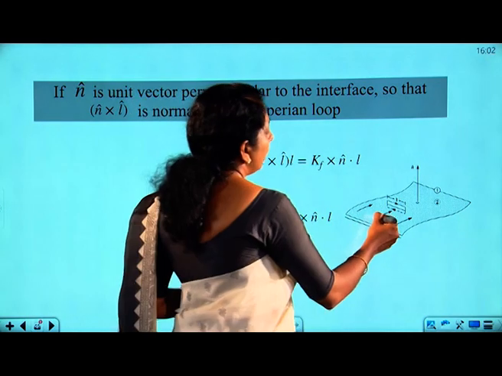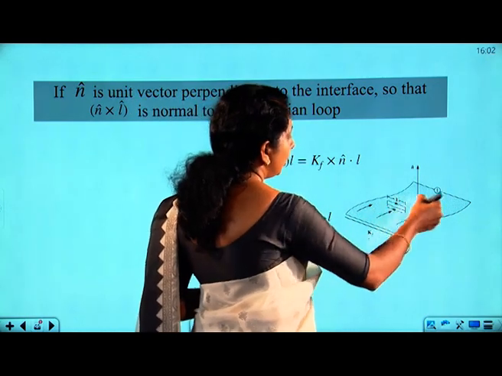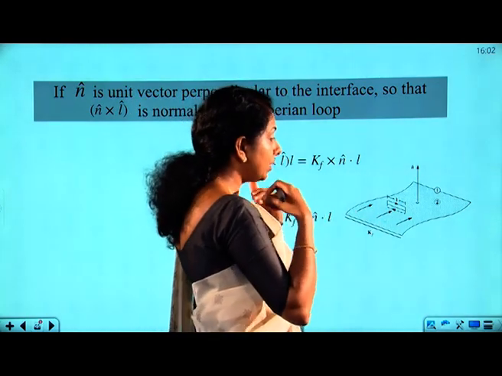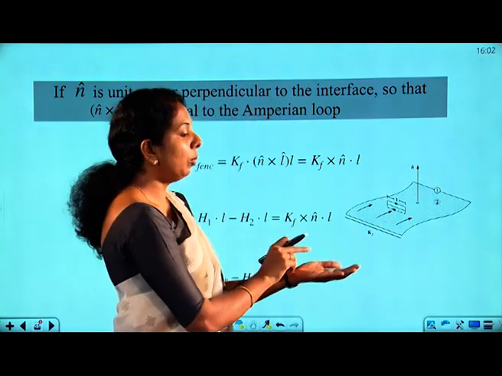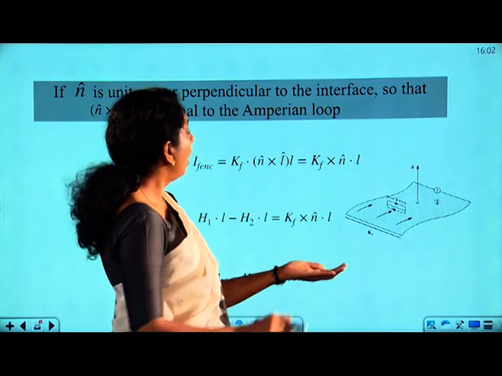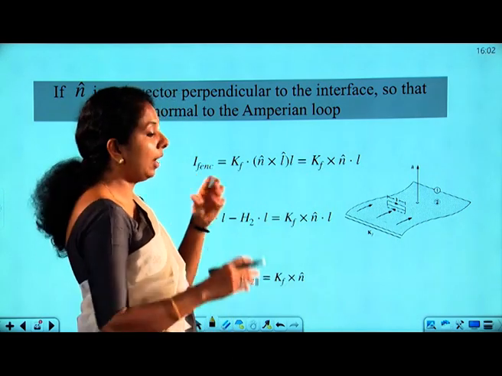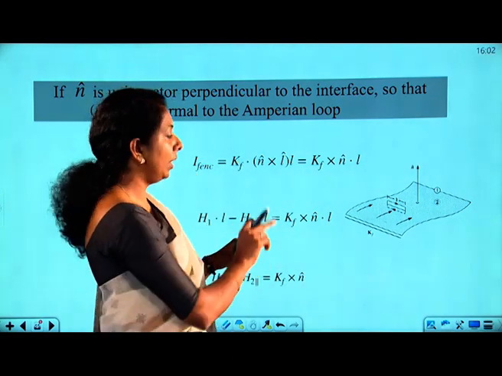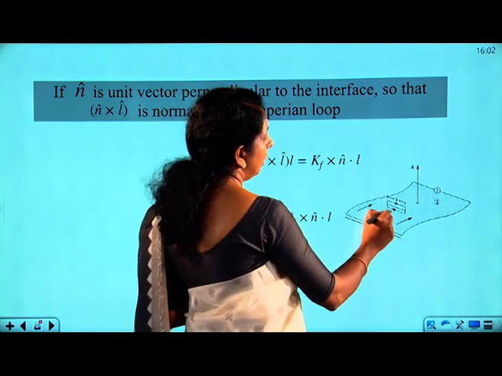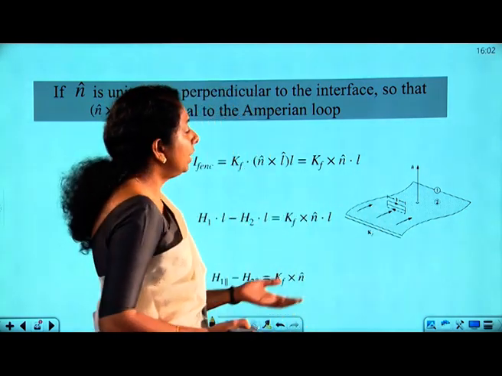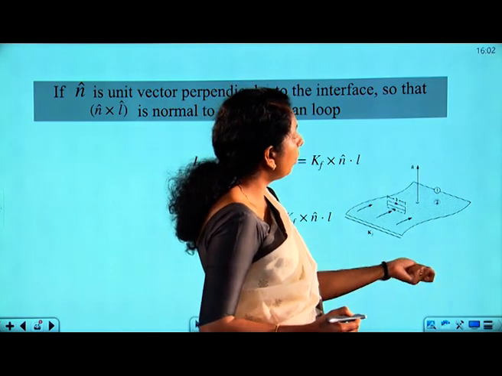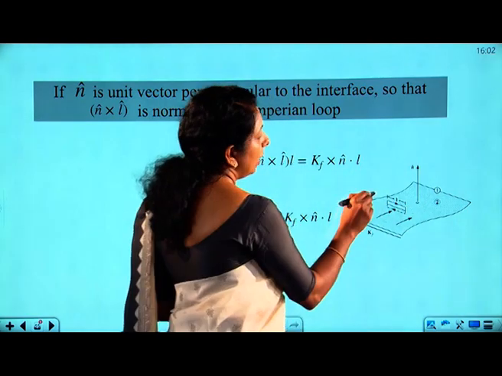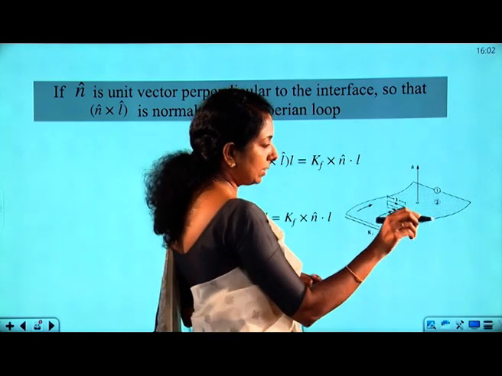So, here Kf, the surface current density, is flowing in this direction, and we have an Amperian loop perpendicular to the surface, and we need to find the current passing through this Amperian loop. For that we define the direction of n, a unit vector pointing upward, and L is in this direction, towards the right.